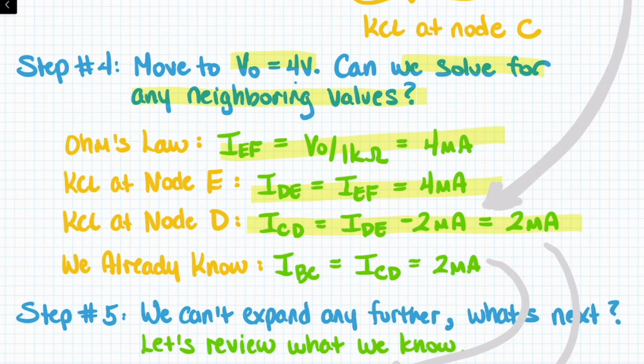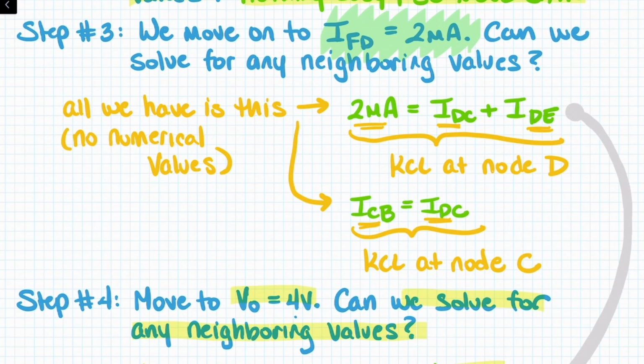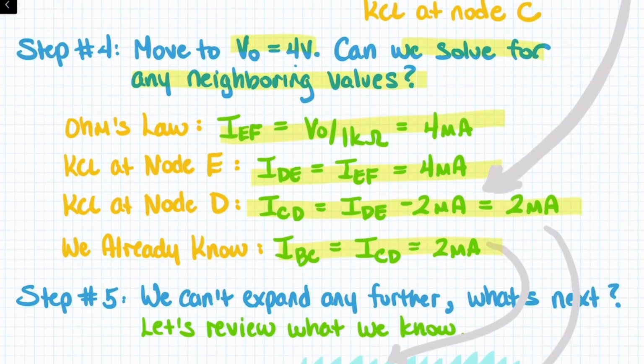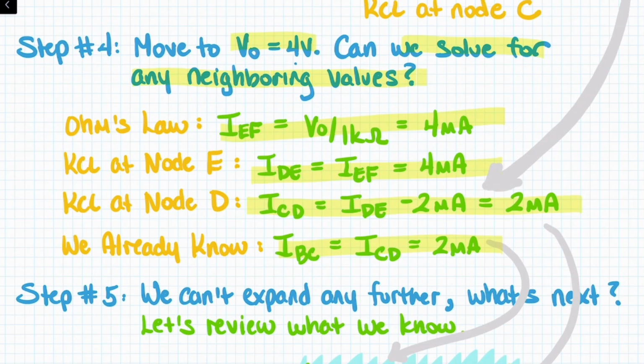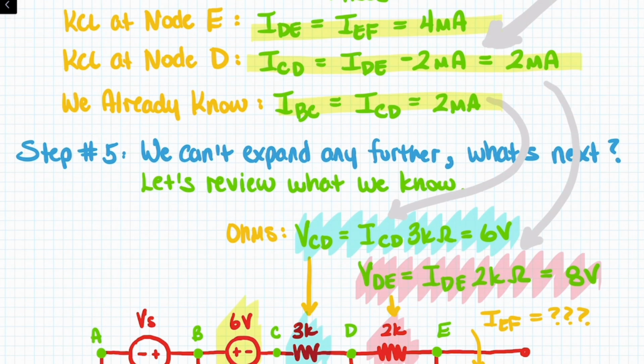Then we already know that IBC is equal to ICD. That equals 2 milliamps. That's again taken from this right here. And so we have a lot of information. That was actually very helpful. Okay, but we can't expand any further. Once we get to node B, we really can't expand out any further. So what's next? Let's review what we know.